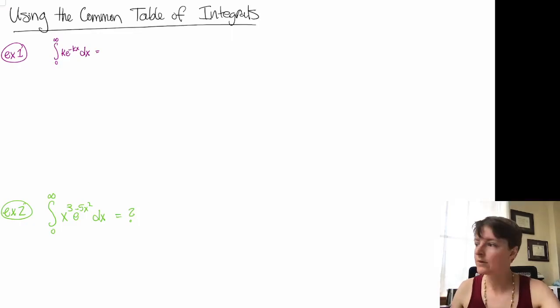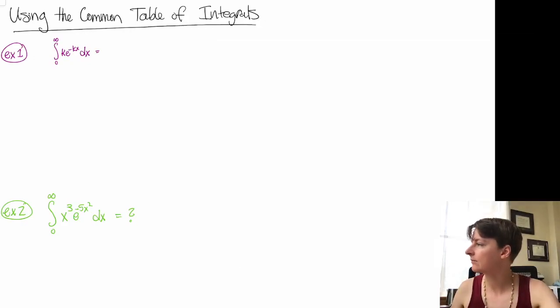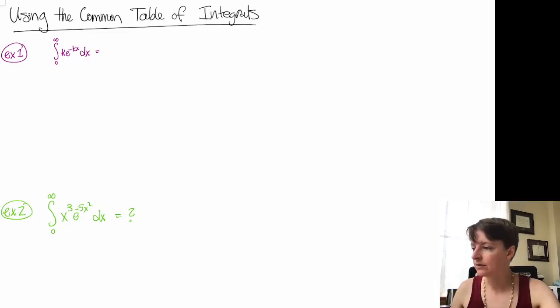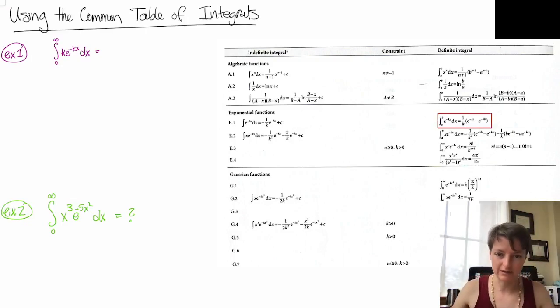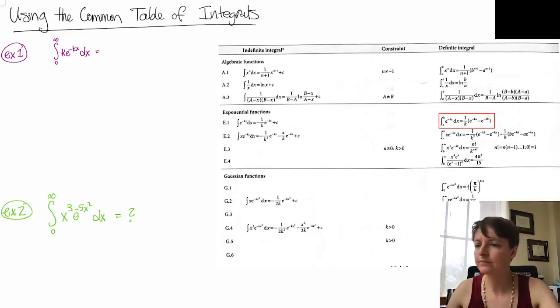What we see is that, in fact, there is an integral that matches what we're looking for, and I'm going to highlight that integral in a red box. You'll notice that there's a couple integrals that are x times e to the negative kx, but only one integral that has e to the negative kx by itself. So that's what we're going to use in this particular problem.